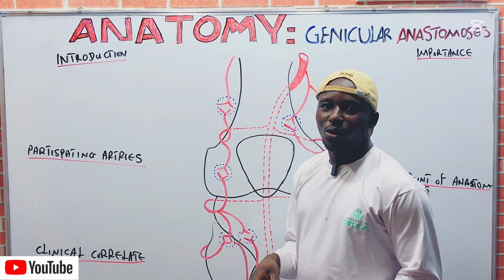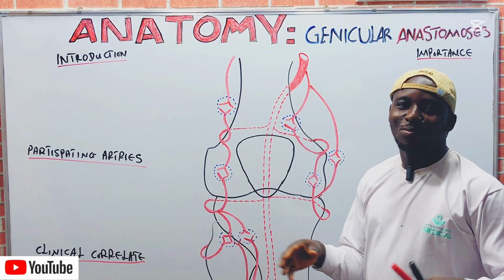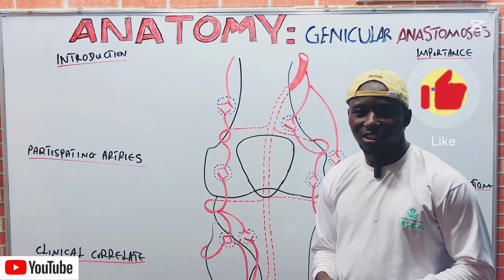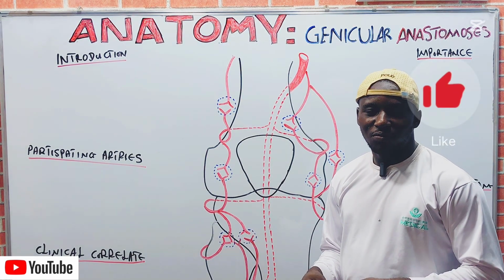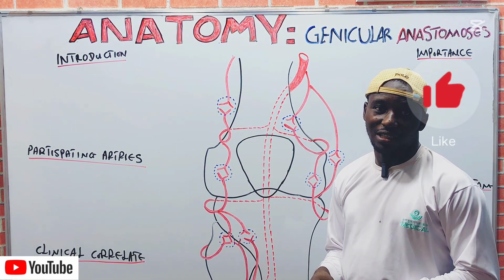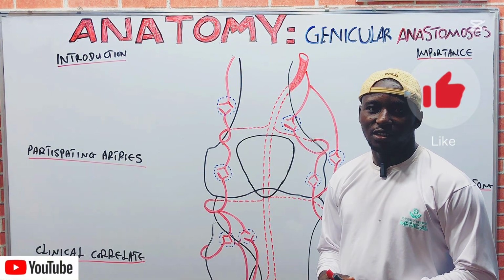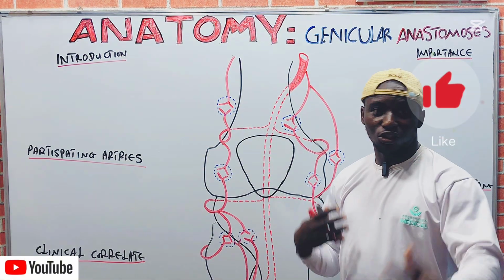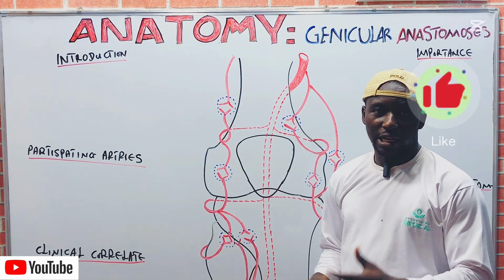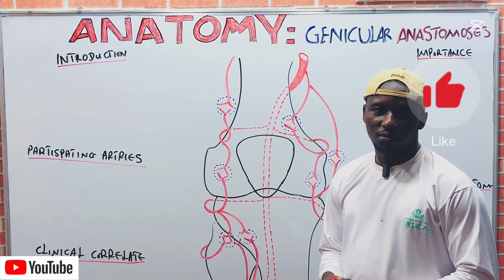Today's video, we shall be looking at the anatomy of the genicular anastomosis. The genicular anastomosis is an arterial anastomosis that is located around the knee joint. It ensures collateral blood supply and adequate blood supply to the knee joint and the leg.